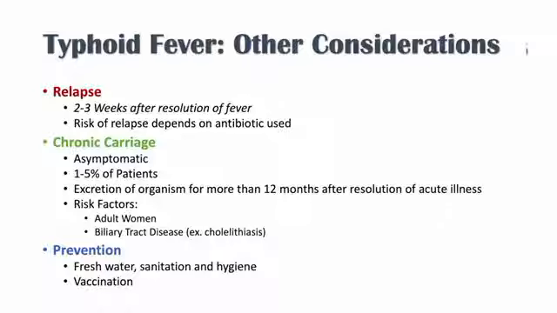She was a chronic carrier. She wasn't symptomatic, but she was passing and excreting this organism and infecting many other individuals. And again, the risk factors for chronic carriage include adult women and those with biliary tract diseases, especially cholelithiasis, because gallstones act as a source of that bacteria. And again, the most important thing to take from all of this is prevention of typhoid fever in the first place. Again, we want to have fresh water, sanitation, and hygiene. That is critical to prevent the spread of typhoid fever.